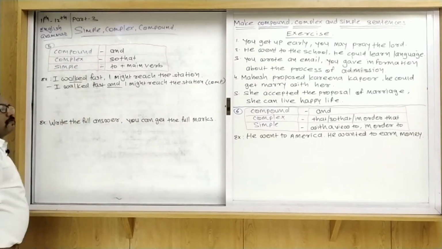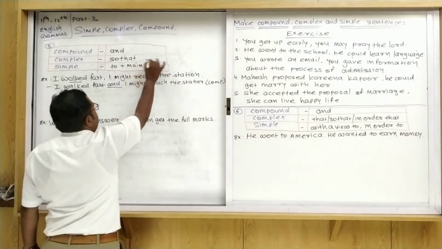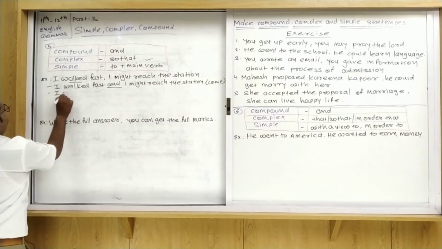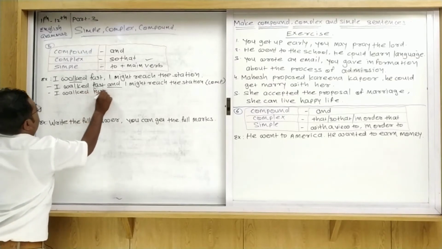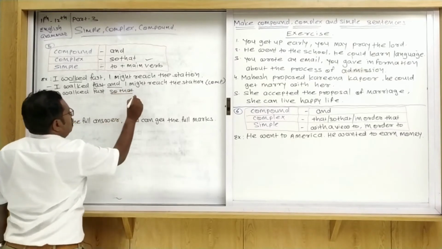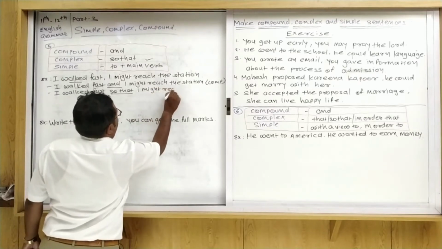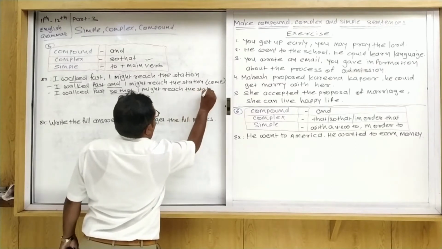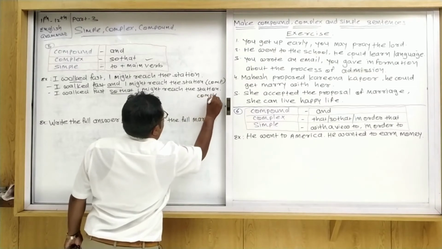Now we are going to use complex sentence. When we use complex sentence, at that time it is necessary to use so that. So I walk fast so that I might reach the station. This is complex sentence.